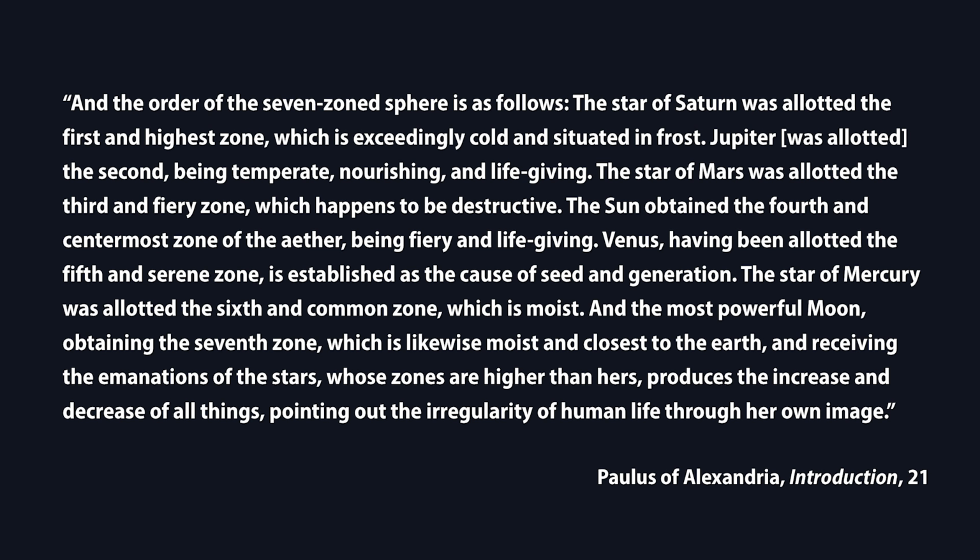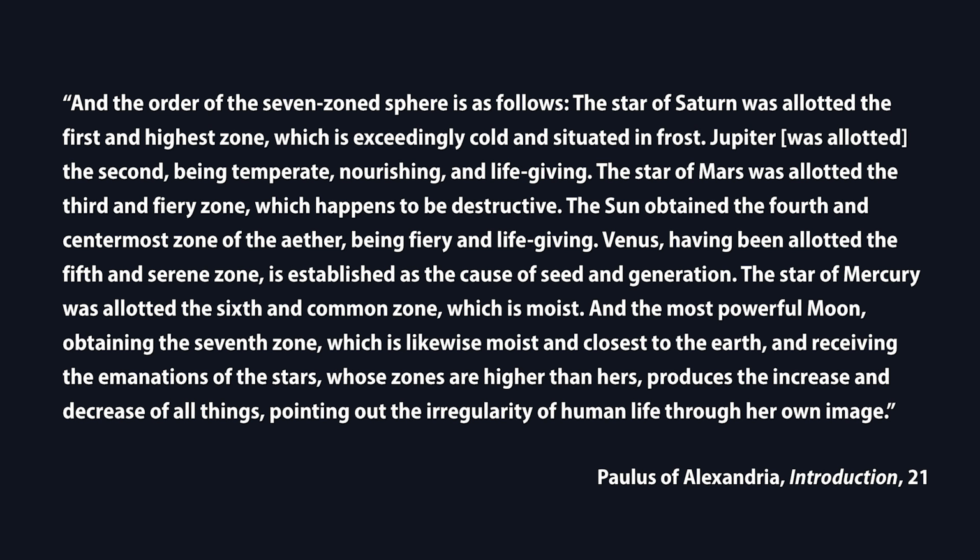Okay, so Paulus says, quote, "And the order of the seven zone sphere is as follows. The star of Saturn was allotted the first and highest zone, which is exceedingly cold and situated in frost. Jupiter was allotted the second, being temperate, nourishing, and life-giving. The star of Mars was allotted the third and fiery zone, which happens to be destructive. The Sun obtained the fourth and centermost zone of the ether, being fiery and life-giving. Venus, having been allotted the fifth and serene zone, is established as the cause of seed and generation.